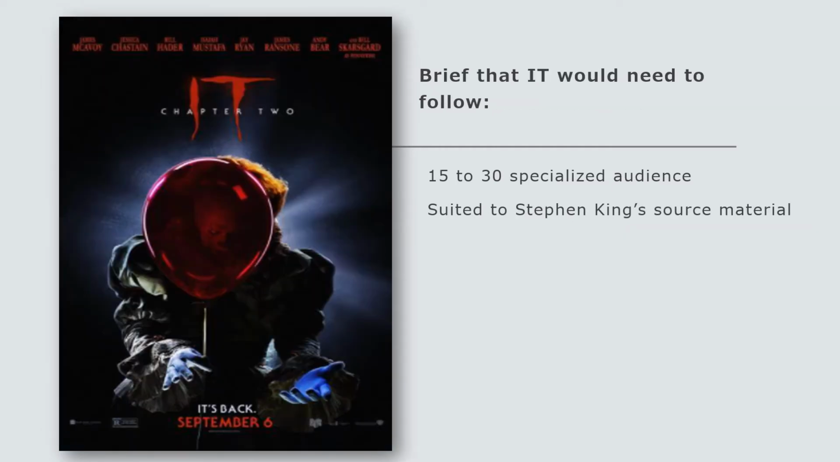Let's look at example 2 then, the theatrical poster for the film It. 15 to 30 specialised audience once again, the horror genre and lovers of horror, but it also needs to be suited to Stephen King's source material. It needs to link back to the original book and indeed the original version of the film from 1991. You can see it's got a very distinctive layout there, and many features that have become linked to the film series It itself, such as the red colour, the balloon, and the clown.